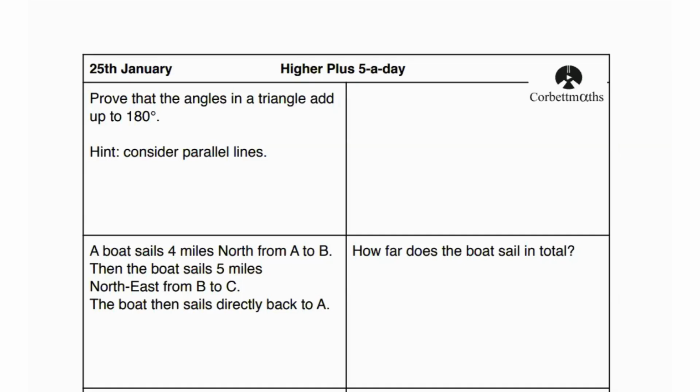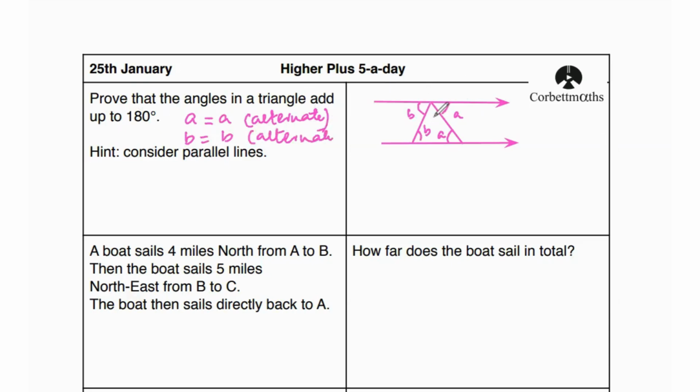First question says, prove that the angles in a triangle add up to 180 degrees. Hint, consider parallel lines. So if you have parallel lines, this angle A is going to be equal to this angle because alternate angles. This angle B and this will also be B because once again alternate angles.